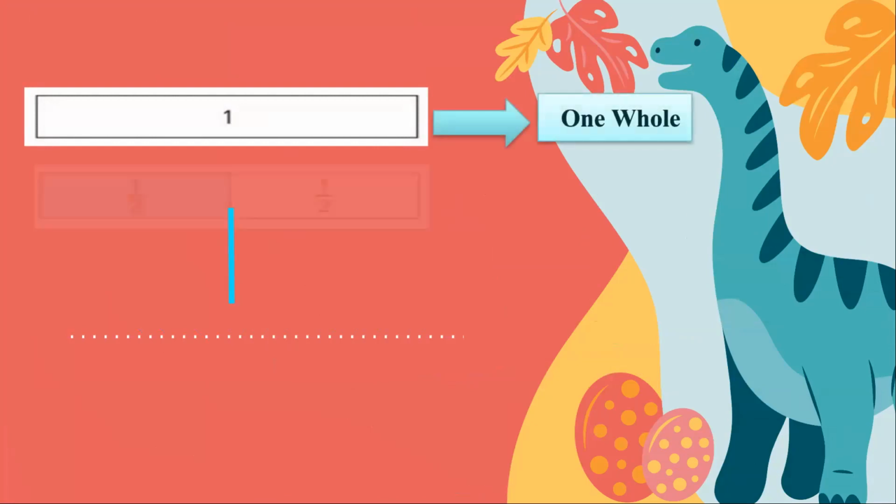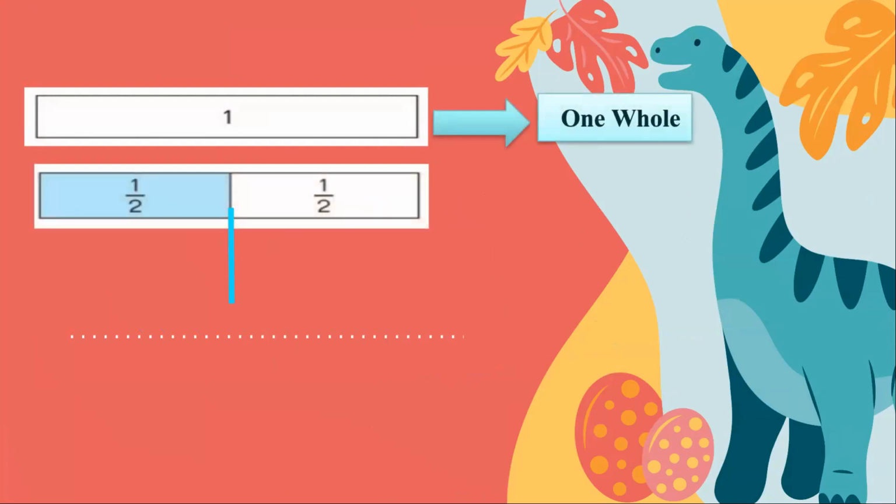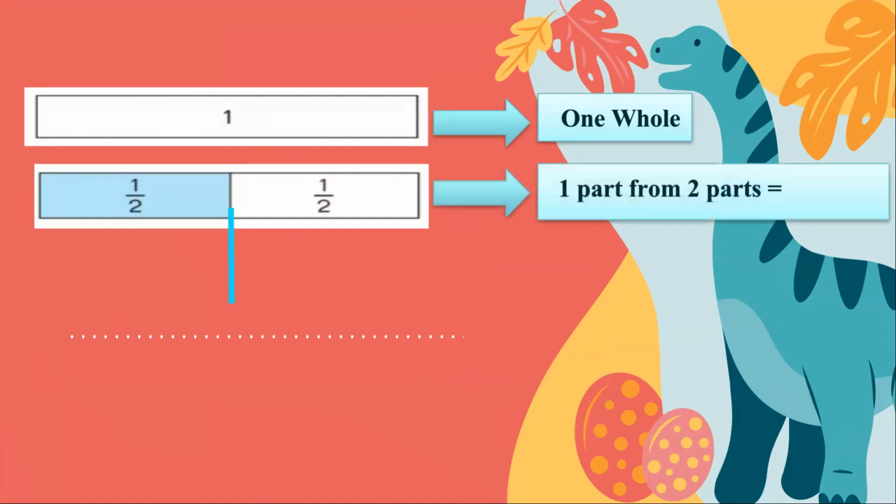One whole. Now, if I took this module and cut it into two equal parts, as we learned before, each part represents 1/2, or 1/2 from the two parts that I have. And we can see here that the one whole is equal to 2/2, which is 1/2 plus 1/2. So again, one part from two parts is named 1/2.